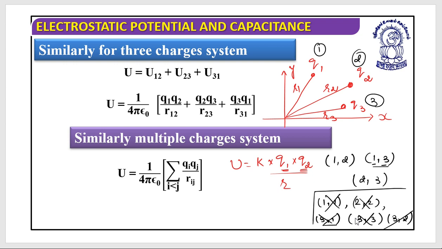So I have done the same thing. I have made a first pair, 1 and 2, second pair 2 and 3, and as a third pair 3 and 1. So I simply write this: k q1 into q2 divided by distance between these two, plus k into q2 into q3 divided by distance between q2 and q3, and k multiplied by q3 multiplied by q1 divided by distance between these two. This represents the potential energy of the system.